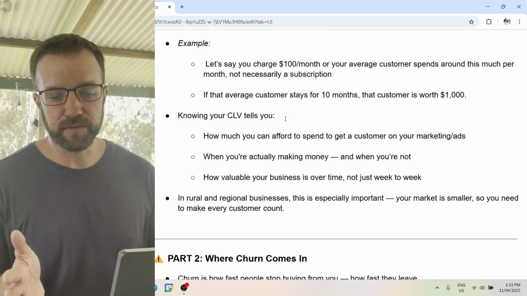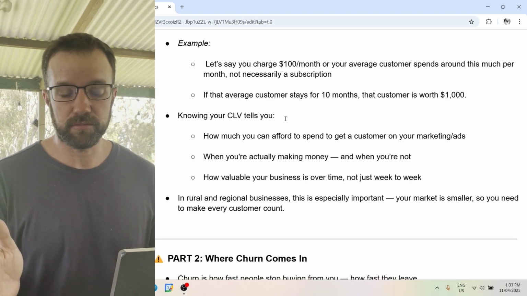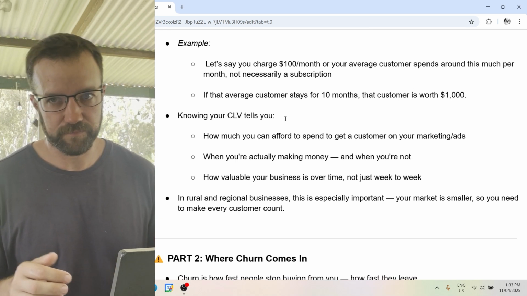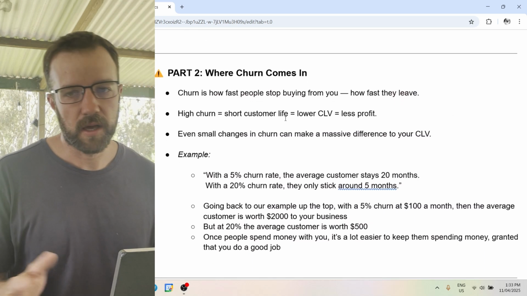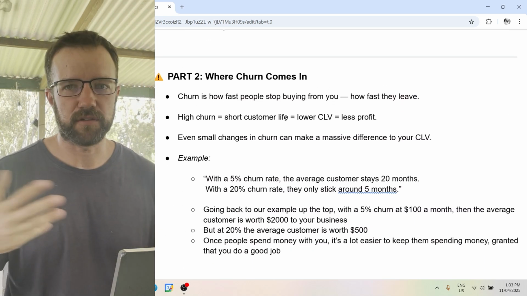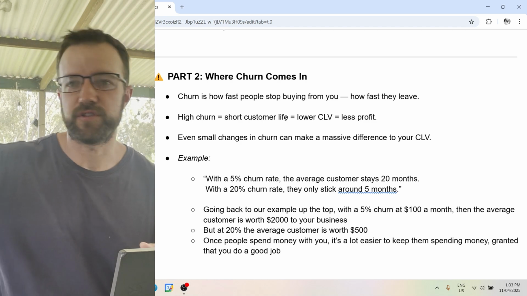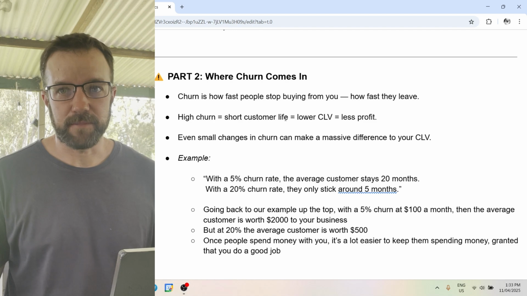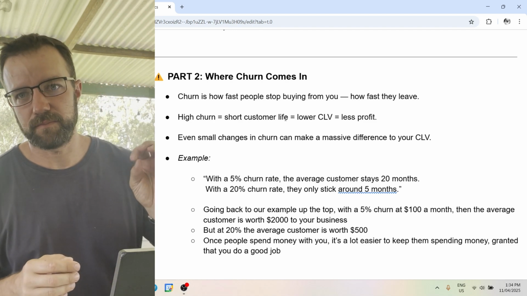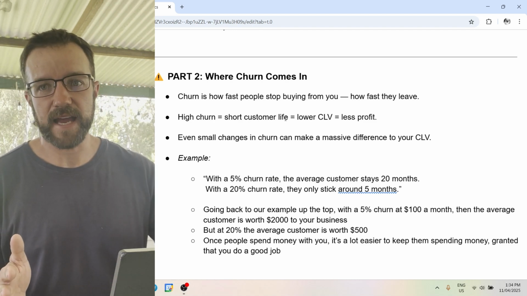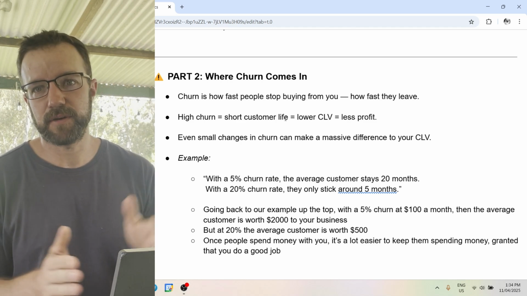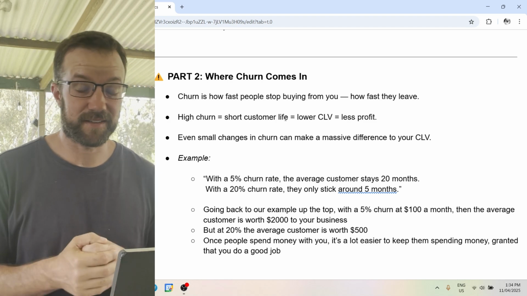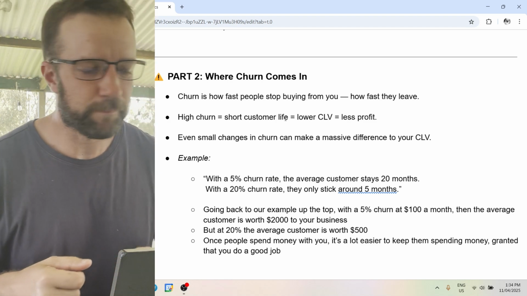In rural and regional businesses, this is incredibly important because your market is actually smaller, so you need to make every customer count. And also, of course, there's the whole rapport thing. If you're not doing a very good job for your customer, then you've just got to go try and get more and more and more. And with the old Bush Telegraph, people tell people when they have a bad experience. Actually, on average, people will tell 8 to 9 people if they've had a bad experience with your service, compared to only 1 to 2 if they've had a good experience. That's crazy. You do a good job.